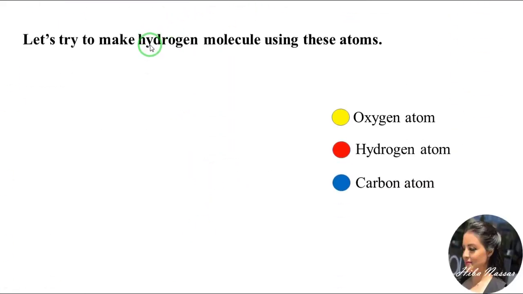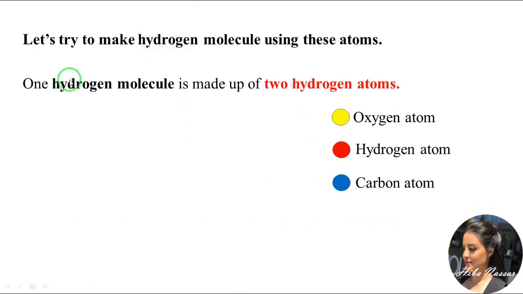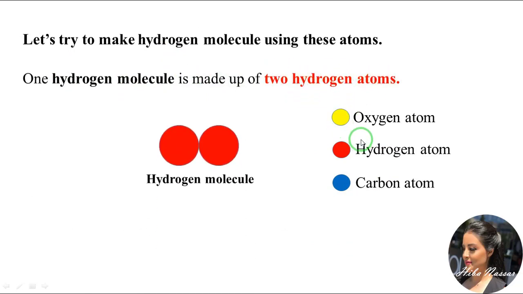Now let's try to make hydrogen molecule using these atoms, knowing that one hydrogen molecule is made up of two hydrogen atoms. So here we have two red balls connected to each other in order to construct the hydrogen molecule.